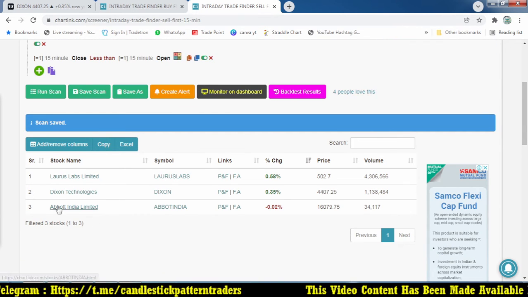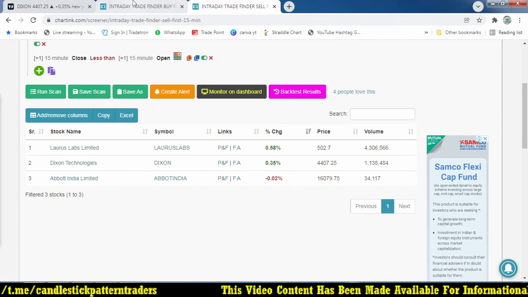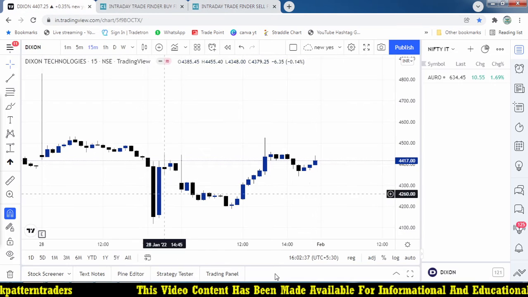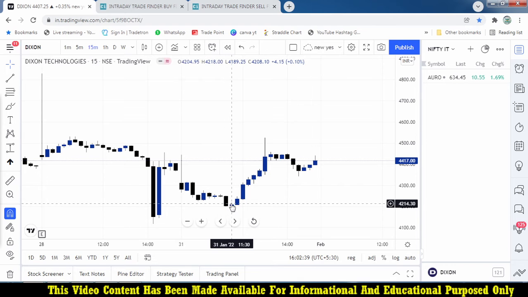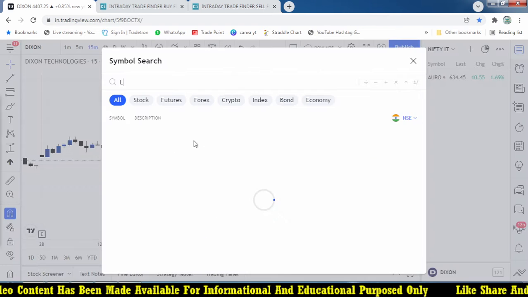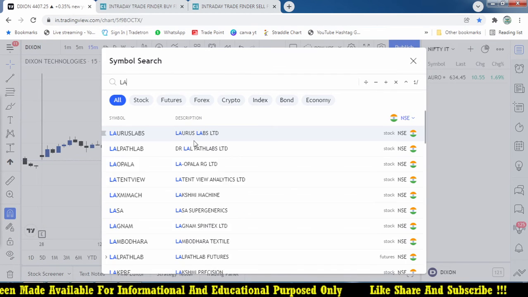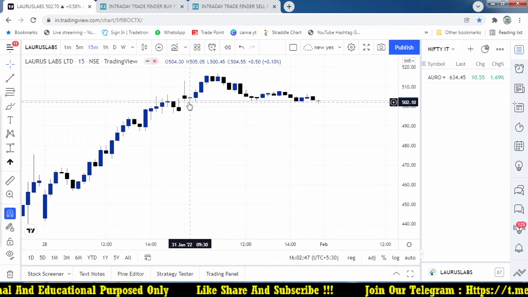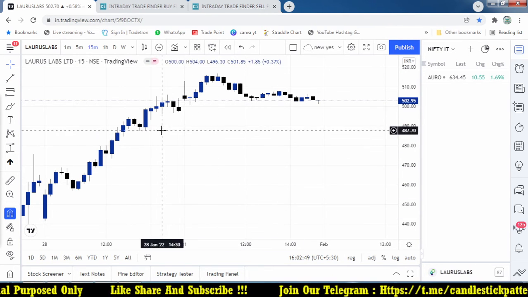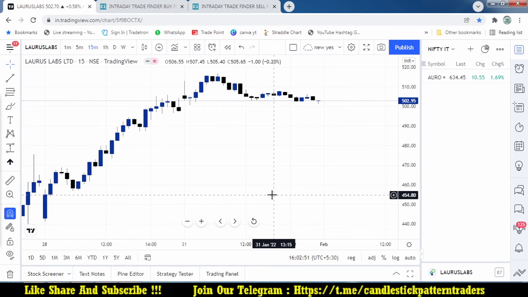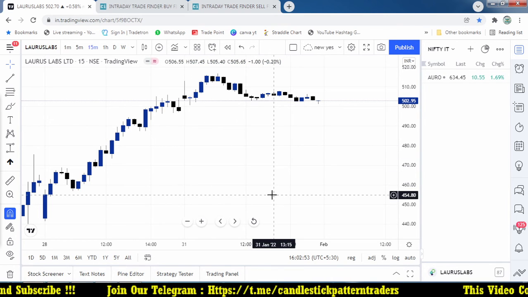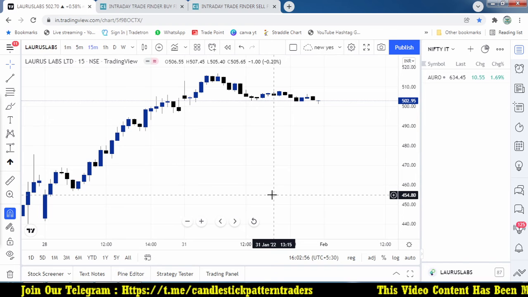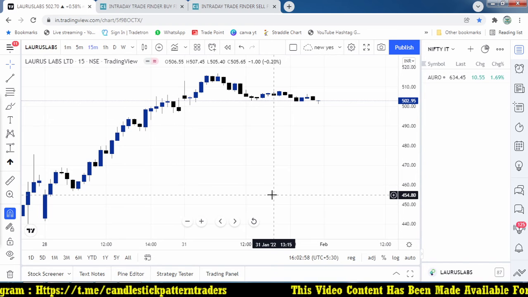Instead of 7 stocks, we have 3: Lara's Lab, Dixon, and About India. About India we may ignore, Dixon initially gives 100 points, and Lara's Lab was a stop loss. If I get 4 stocks for intraday trade, one got a target and one got a stop loss, one I ignored, and another gave profit and finally exited at stop loss. So almost 50-60% accuracy there. We need to compare with the overall market trend.